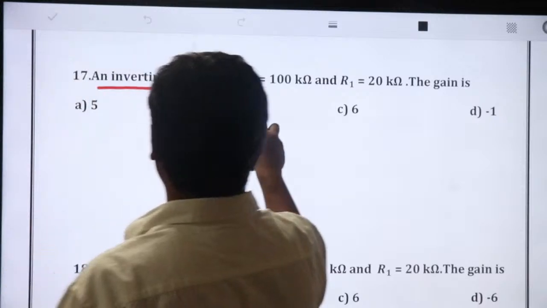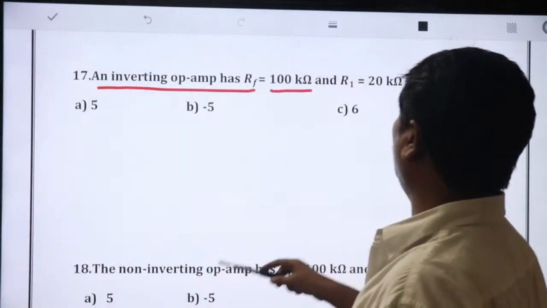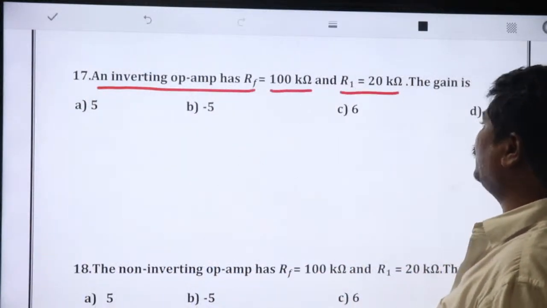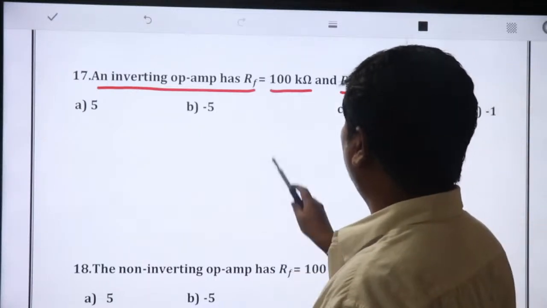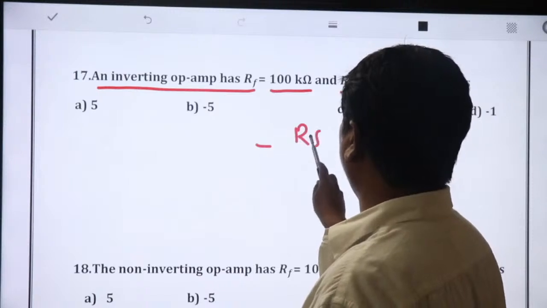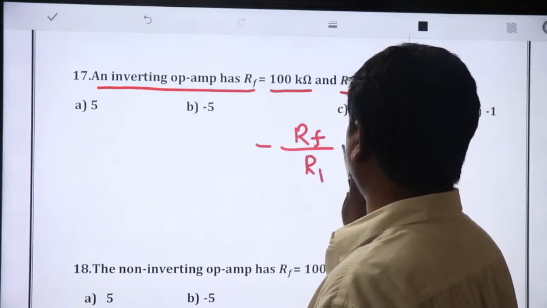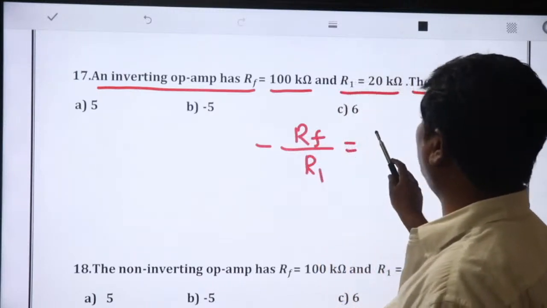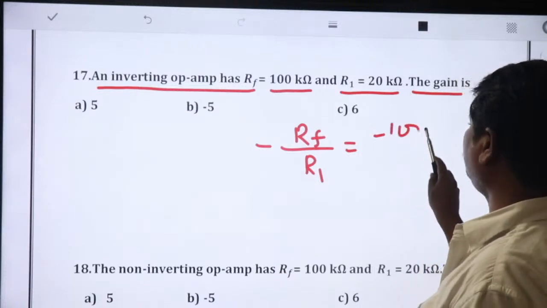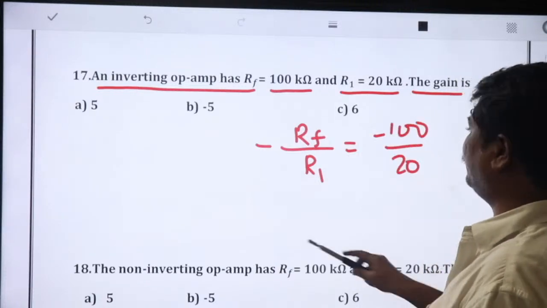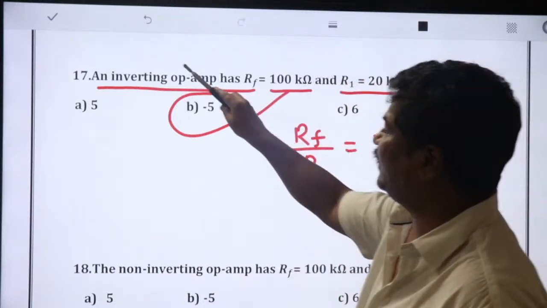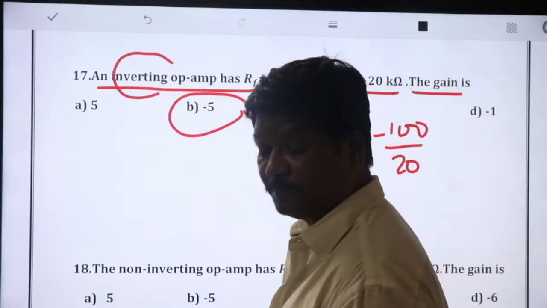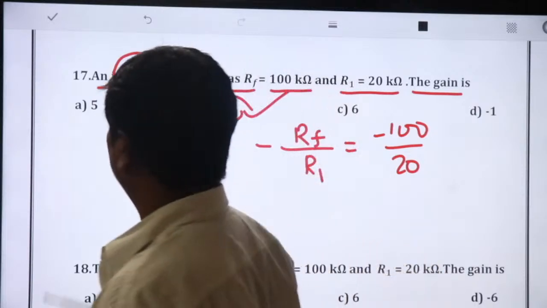Next. An inverting op-amp has Rf equal to 100 kilo ohms and R1 equal to 20 kilo ohms. The gain is minus Rf by R1. How much is it? Minus 100 by 20. Minus 5 is the answer, because it is an inverting op-amp.